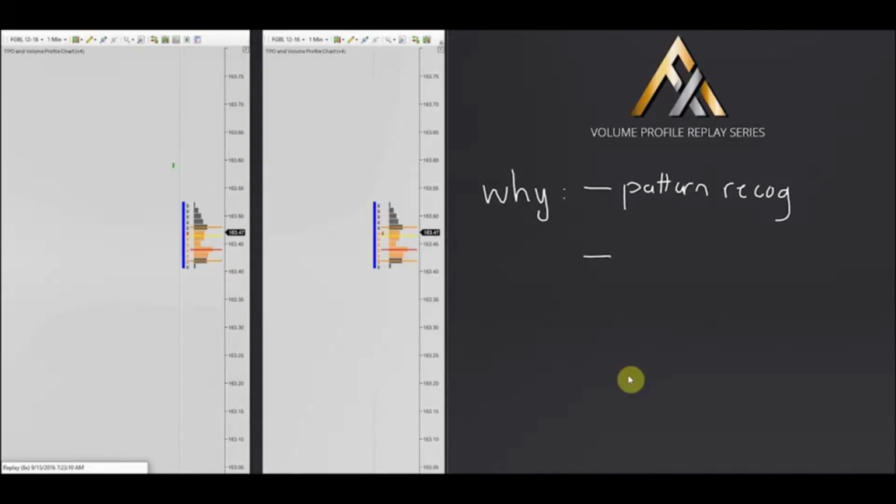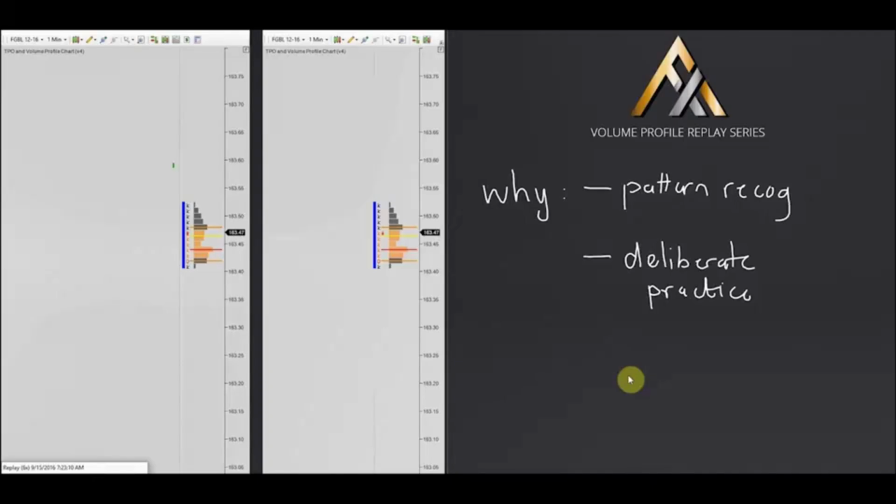Secondly, we utilize it as a form of deliberate practice. By being able to speed up a process, we can practice various execution methods, we can practice sitting on trades, and we can practice various principles that we understand about the volume profile.